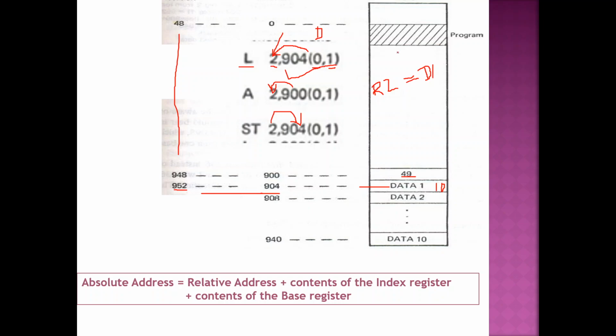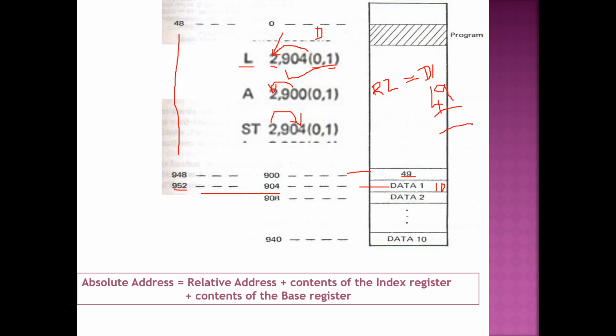Next, add the contents of 900. What is the contents of 900? The contents of 900 is 49. Add 49 with register 2. What is register 2? Register 2 is data 1. With that I have to add 49. Add the contents of location 900, which is 49, with register 2. Register 2 already has data 1, and I'm going to add these two. So I will get a sum. If I assume that data 1 is 10, then 10 plus 49 is equal to 59.